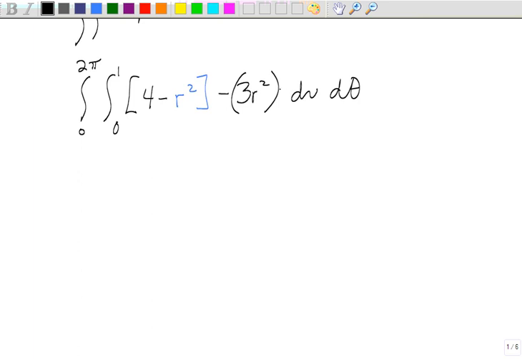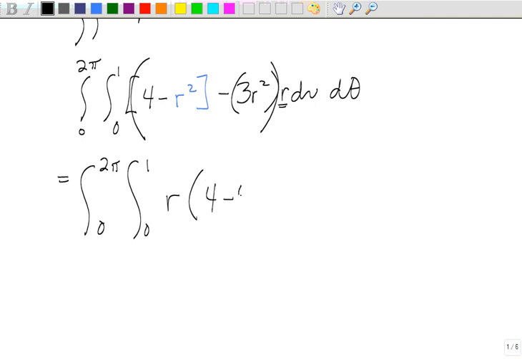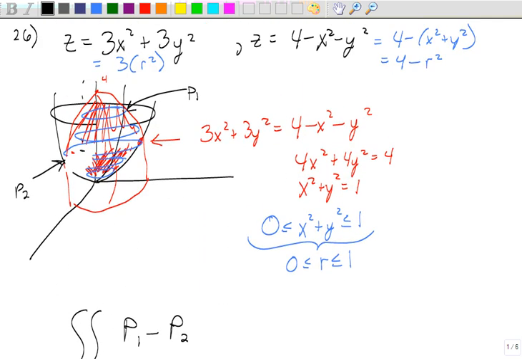And then I keep forgetting this, another r. So let me rewrite this. 0 to 2 pi, 0 to 1, r times 4 minus 4r squared dr d theta. And again, that's easy to integrate. So again, I took the paraboloid 1, which is the upside down red one, and subtracted paraboloid 2 from it, and I get the egg-shaped region. Okay, one more.